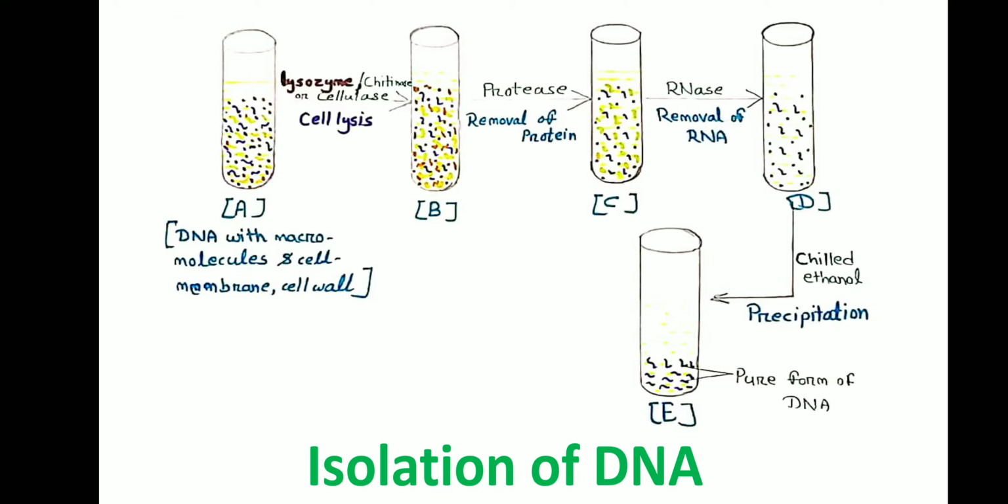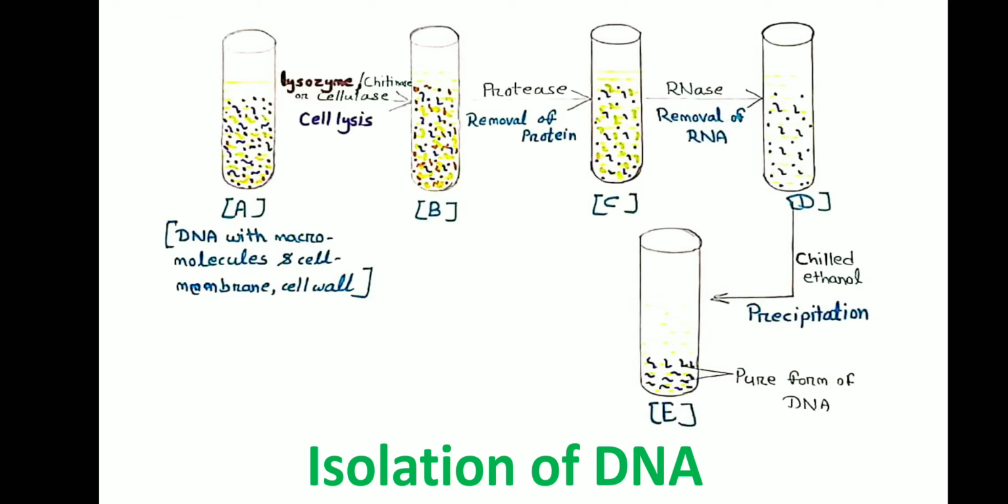If the cell is a bacterial cell, we use lysozyme enzyme to degrade the cell wall of bacteria. If the cell is a fungal cell, we use chitinase enzyme to degrade the chitin layer of the cell wall in the fungal cell. If the cell is a plant cell, we use cellulase enzyme which degrades the cell wall of the plant cell. There is no need in an animal cell because the cell wall is totally absent in animal cells. We directly remove the macromolecules and obtain the DNA in pure form if the cell is an animal cell.